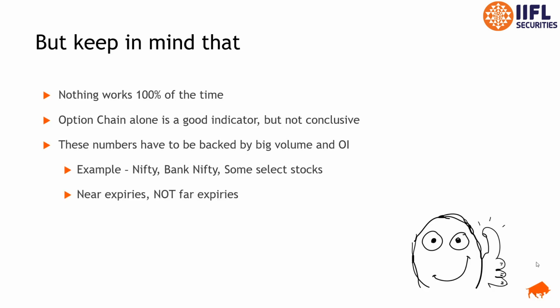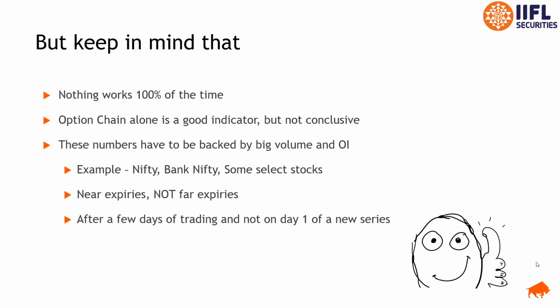It might not work on something like Punjab National Bank or Yes Bank or DLF or some of these smaller, more volatile stocks. It works very well in near expiries and not far expiries. That is because in near expiries, trading is active. There's a lot of open interest and option contracts going on. In far expiries, the trading is not very active and open interest is not significant, right? So the open interest has to be a big number for it to mean anything.